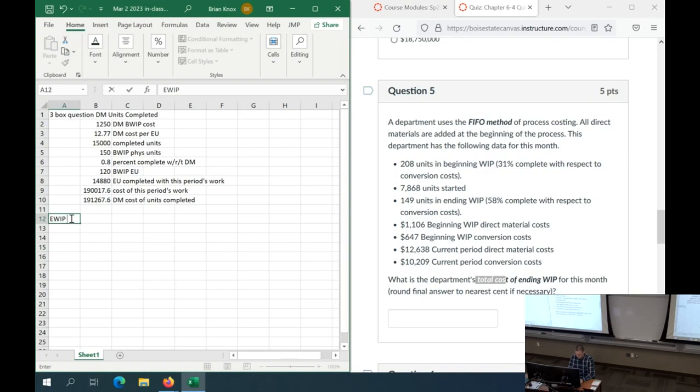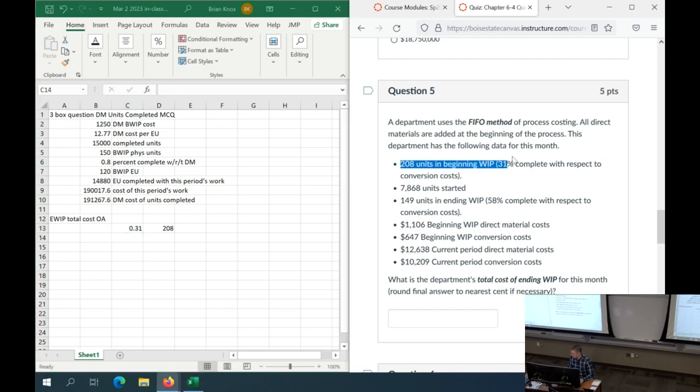All right, so we did ending WIP, total cost question, open answer question. I'll put in this as MCQ, multiple choice question. So let's have it like this. This is going to be our T account. We have beginning WIP of 208. They are 31% complete with respect to conversion costs, just copying down from the first bullet point here. And based on this, 100% complete with respect to direct materials.